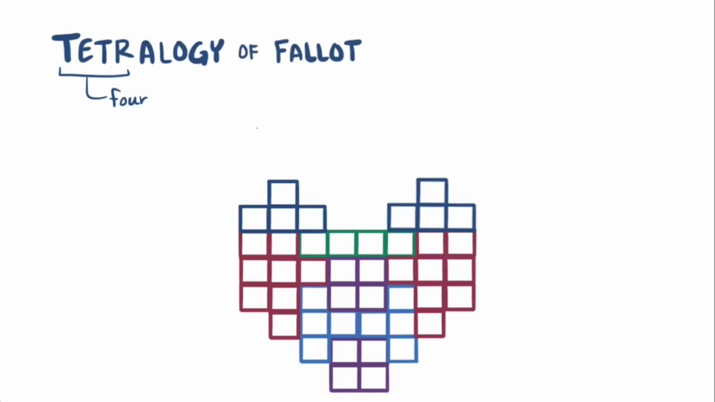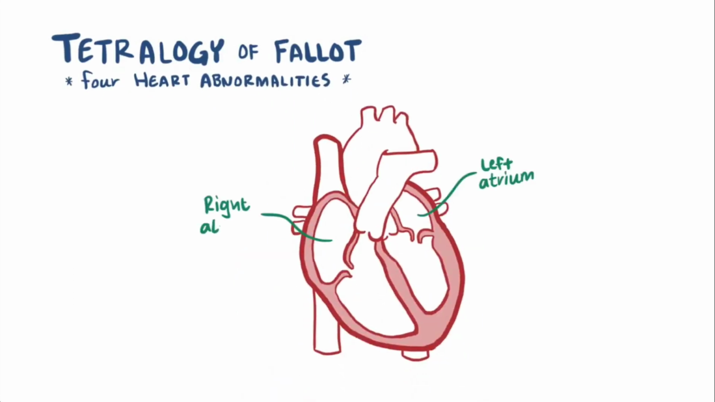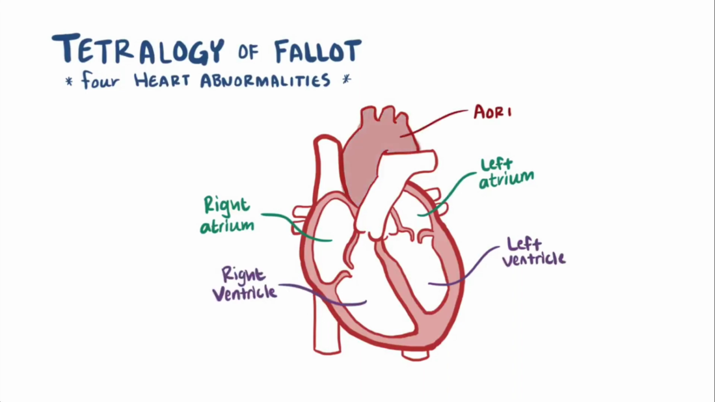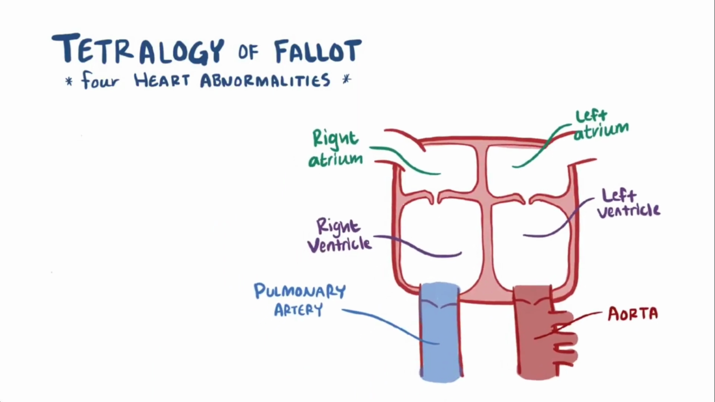Tetralogy of Fallot, or TOF, is a congenital heart condition where patients have 4 heart abnormalities. Here's the normal heart, with upper chambers, the left and the right atria, and lower chambers, the left and the right ventricles, as well as the aorta and the pulmonary artery. Instead of using this anatomical heart, though, I'm going to use this simplified version of the heart instead. Okay, so now let's go through these 4 findings in TOF one by one.